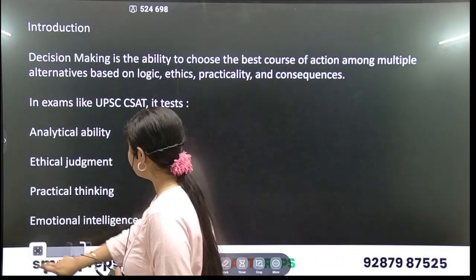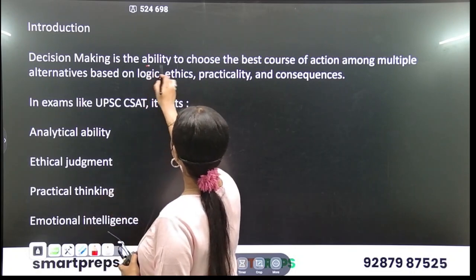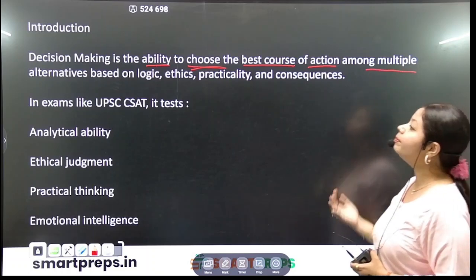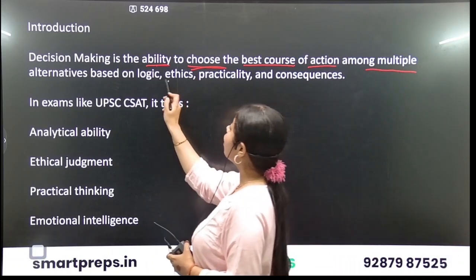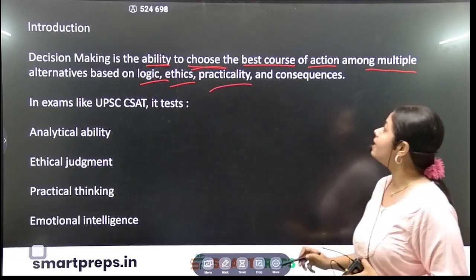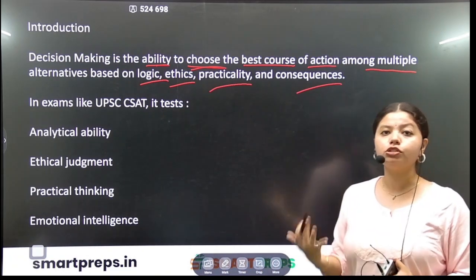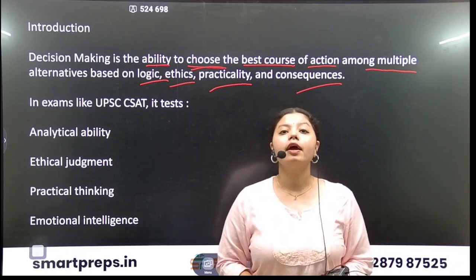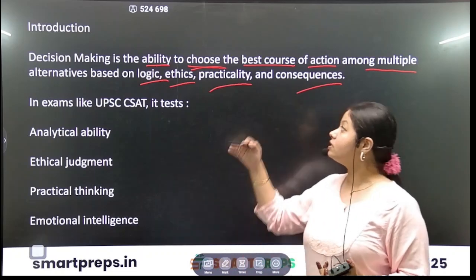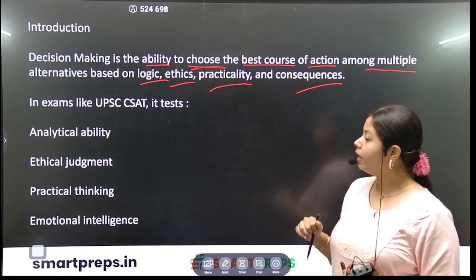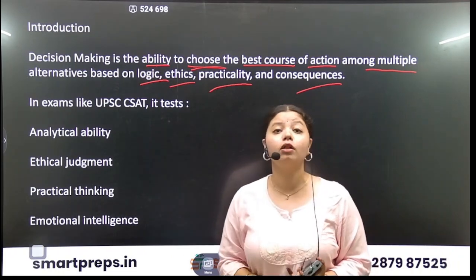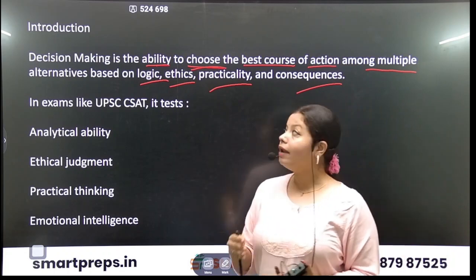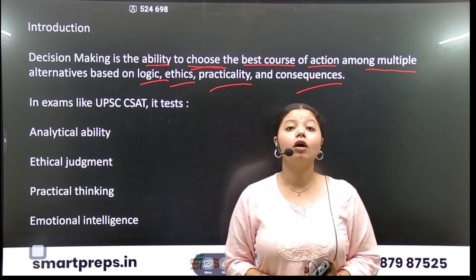So what is decision making? Decision making is the ability to choose the best course of action among multiple alternatives, based on logic, ethics, practicality and consequences. So before taking a decision, you have to evaluate everything: what will be the consequences after your decision, whether your decision is ethical or not, whether this decision is practical or not, and whether this decision has some logic or not.